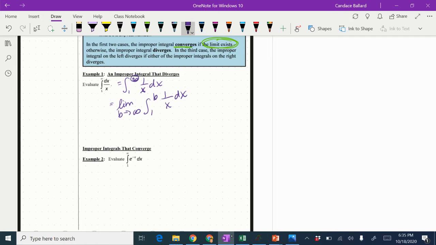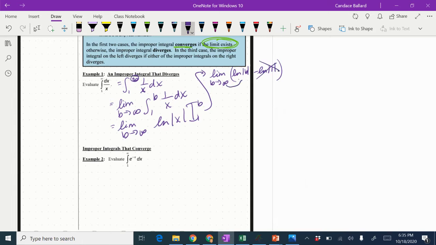When I integrate, I'm going to integrate just like I always do. I'm going to keep my limit out front, and I have the natural log of the absolute value of x from 1 to b. Then I have the limit as b approaches infinity, and I'm going to substitute in just like we always do: the natural log of the absolute value of b minus the natural log of the absolute value of 1. We know the natural log of 1 is equal to 0, so that's gone.